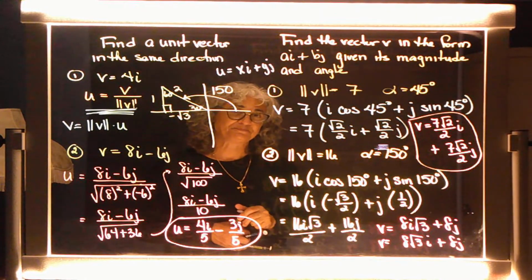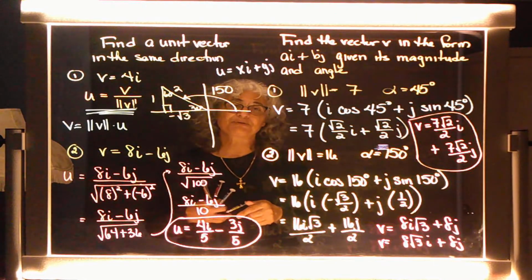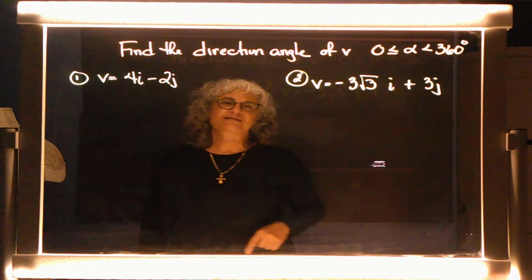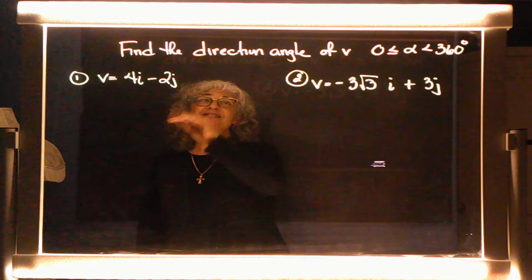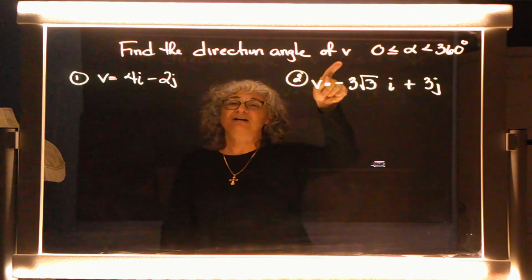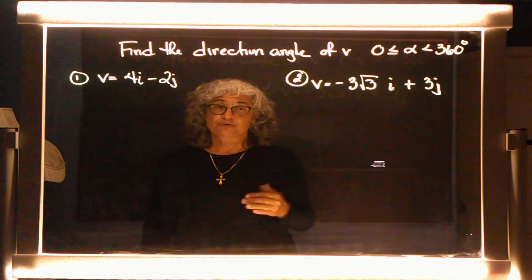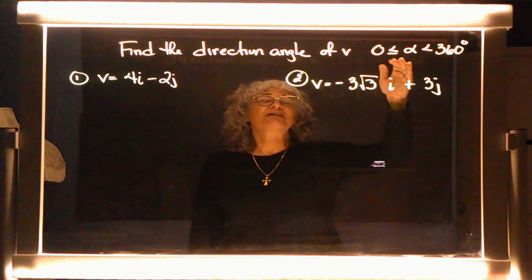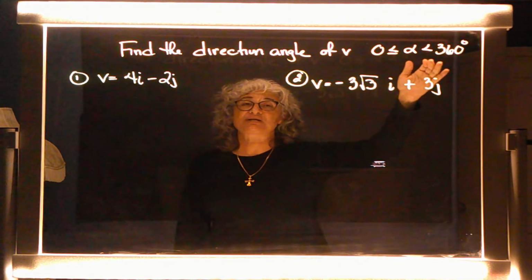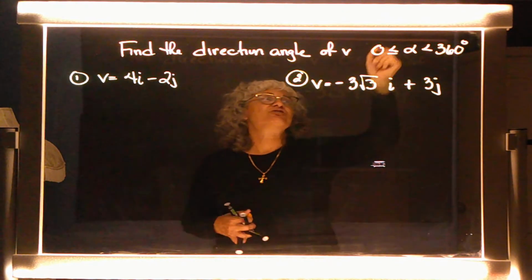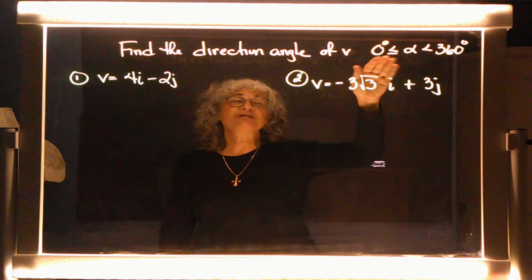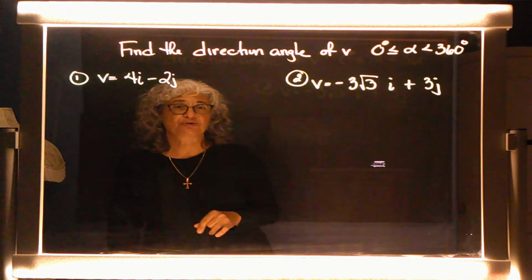Cool? Okay, got a couple more examples. Hang in there. Okay, so let's look at this next set of directions. They want us in this case to find the direction angle of vector v. So they want us to find that alpha, and they gave us a restriction. They said alpha could be between 0 degrees and 360 degrees, including the 0 but not the 360 degrees.